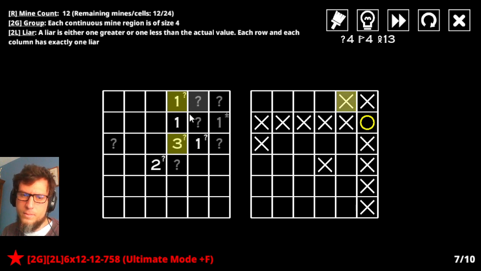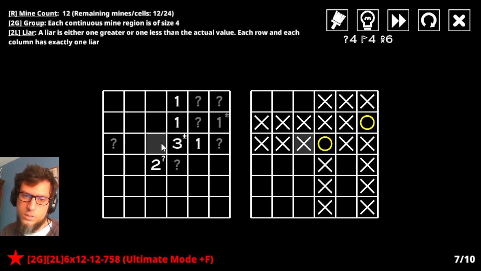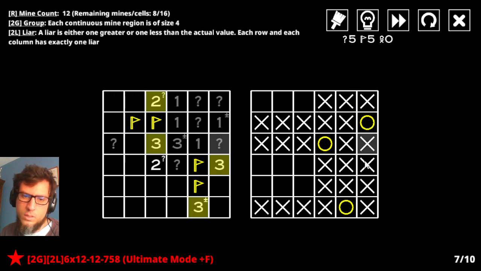Okay. 3. It has 3 spots. But obviously, this one is honest, so this one has to be lying, which makes this one honest, which means that's not a mine, and that means both of those are, and now this group has to extend, and this group has to extend. This could chill in here, no problem. Yeah. This forces that to be a liar, okay.